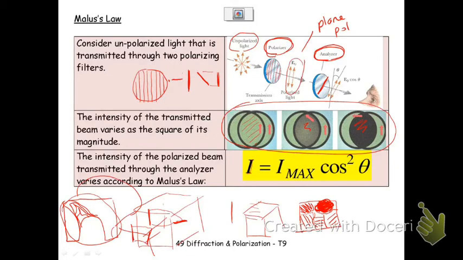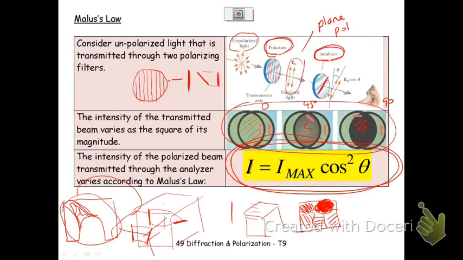So this would be a theta of 0. This would be a theta of 45 degrees, and this would be a theta of 90 degrees. And cosine of 90 is 0, yeah? That's Malus's law. I need to know that.